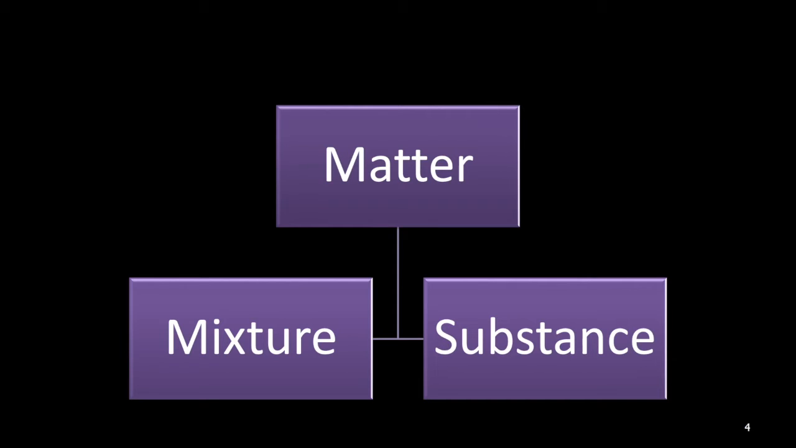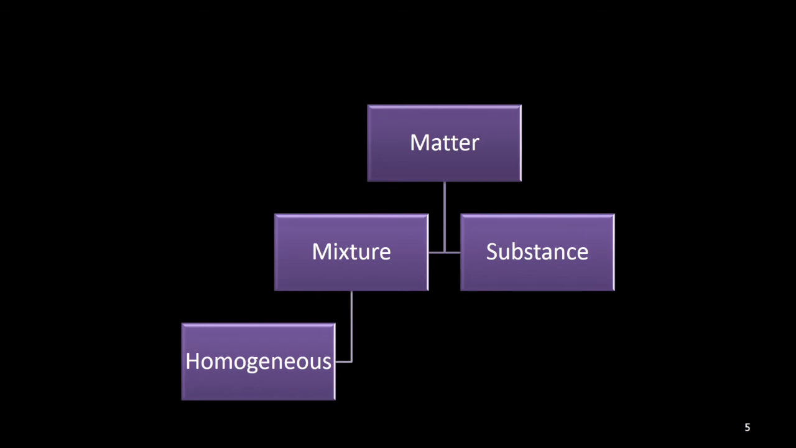Let's take a look at mixtures first. In looking at a mixture, let's define it first. It's a physical combination of two or more types of matter. And this combination of matter can be separated by some physical means, such as distillation or filtration. There are two types of mixtures. There's a homogeneous and a heterogeneous.